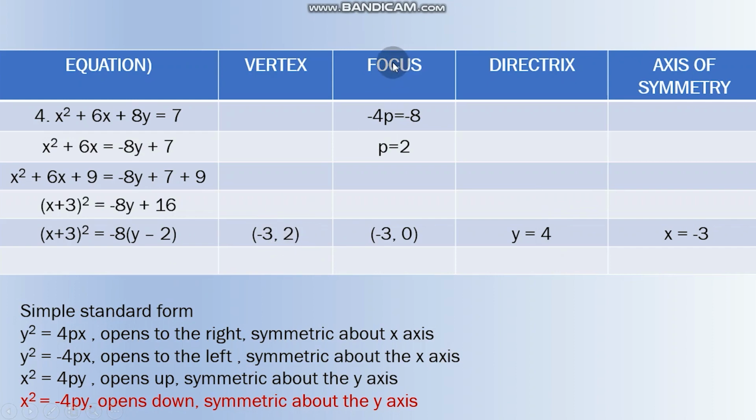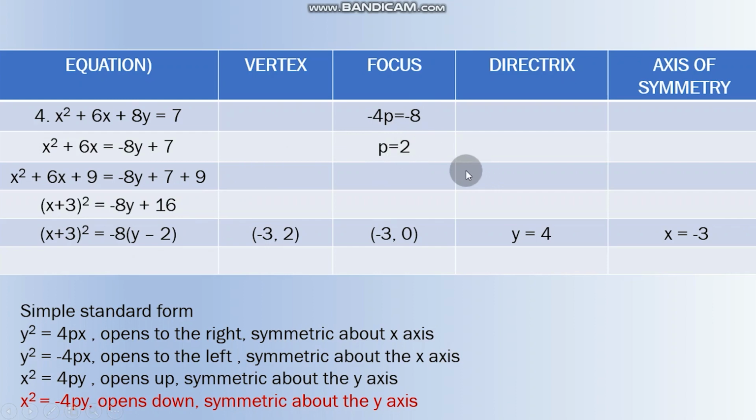Now, how do we get the focus? To compute for the focus, negative 4p, okay, just like this one, is equal to negative 8. We will equate it with negative 8. So, what's the value of p? It's 2. Okay.